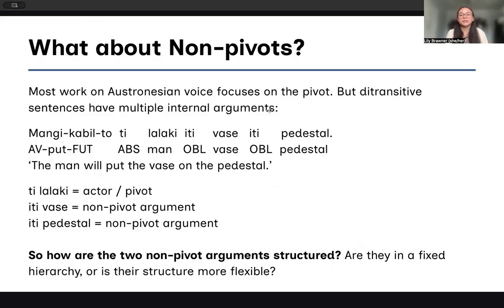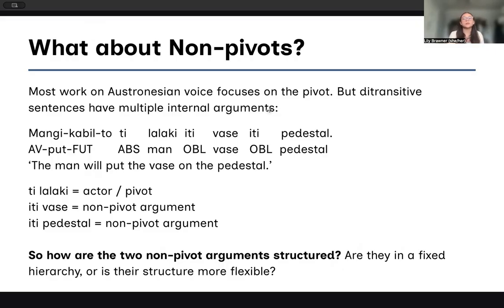The actor, ti lalaki, is the pivot because the sentence is in actor voice. But the sentence also contains these two non-pivot arguments, iti vase and iti pedestal. That gives us this central question: how are these two non-pivots related to each other? One possibility could be that there's a fixed hierarchy where one semantic role is always structurally higher than the other. But another possibility is that the relationship is more flexible.